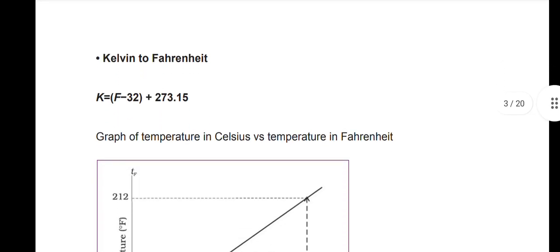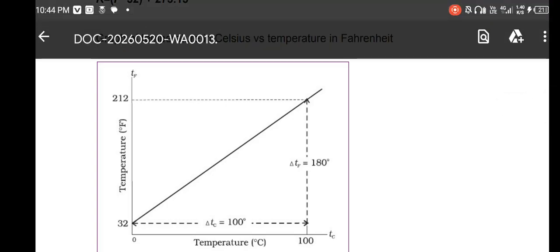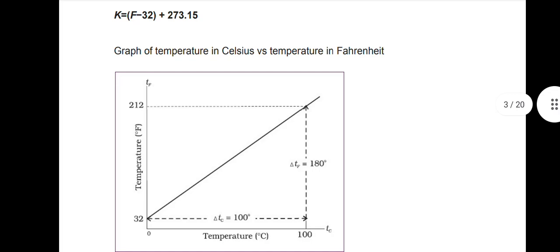Kelvin to Fahrenheit: K is equal to Fahrenheit minus 32 into 5 by 9 plus 273.15 Kelvin. Graph of temperature in Celsius versus temperature in Fahrenheit.